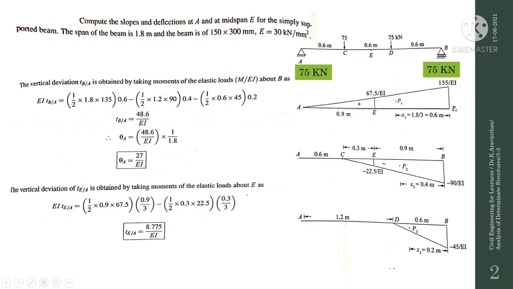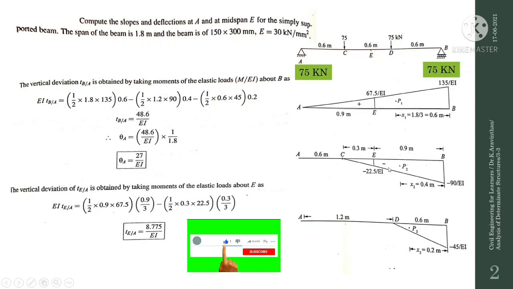This bending is purely due to the reaction A, the second bending is purely due to the first point load, and the third bending is purely due to the second load. If you have another load here, whatever it might be, you have to draw an extra bending moment diagram. This bending moment is only due to the reaction, and 75 into 0.9, you will get 67.5 by EI. So at the point E and at the point B, you got the bending. Okay, so connect these lines and let us keep this diagram.